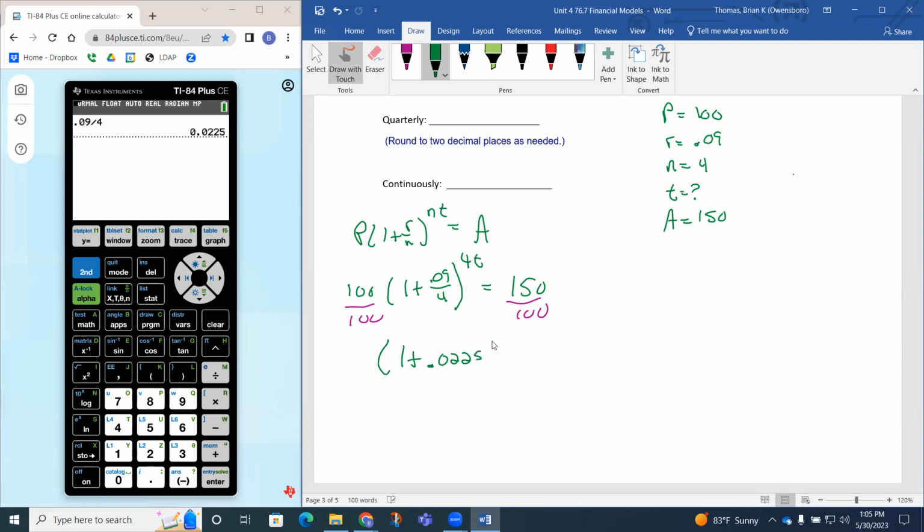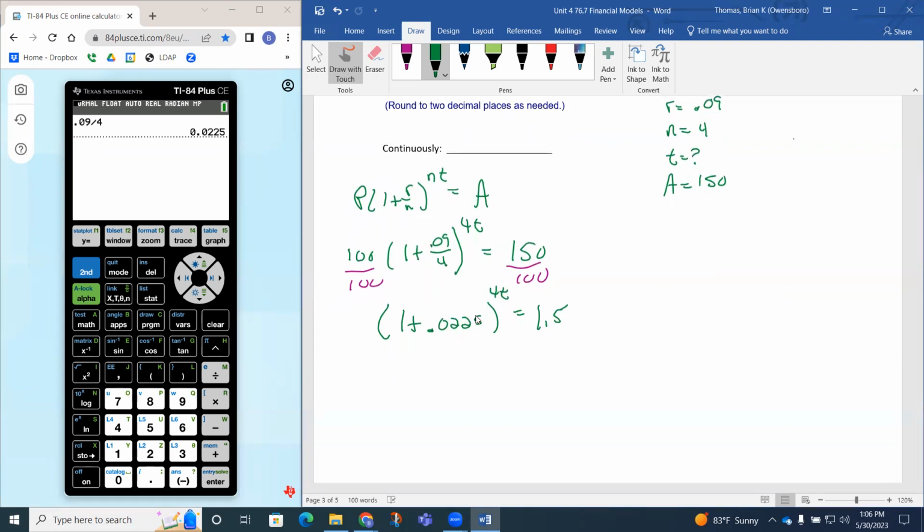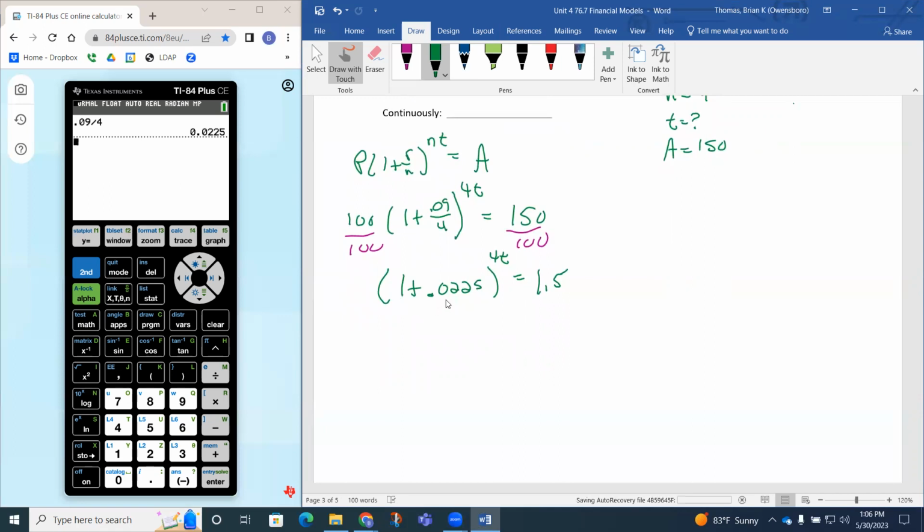We don't want to round anything until the very end, so that's still the exact answer there. And 150 divided by 100 is just going to be 1.5, because remember, if you divide by 100, you're just moving the decimal 2 places to the left. Oops, raised to the 4t. I need that 4t there still, because we have to have a variable. So that 4t has to come down too. Notice how I can actually add 1 to that 0.0225, so that's really going to be 1.0225 raised to the 4t equals 1.5.